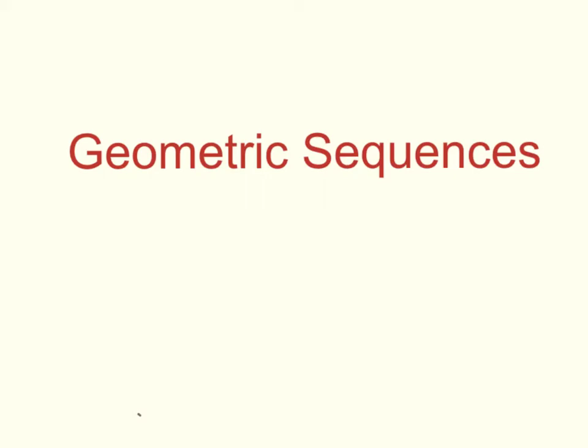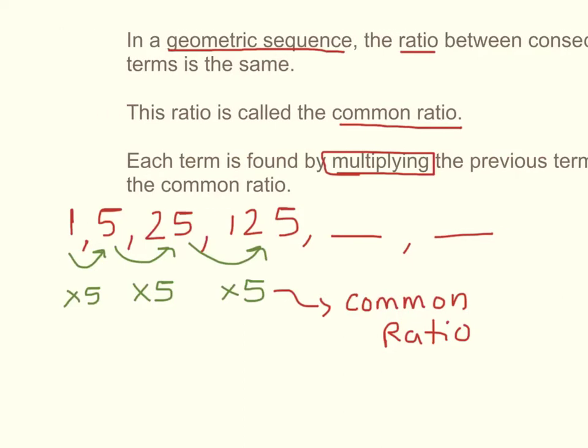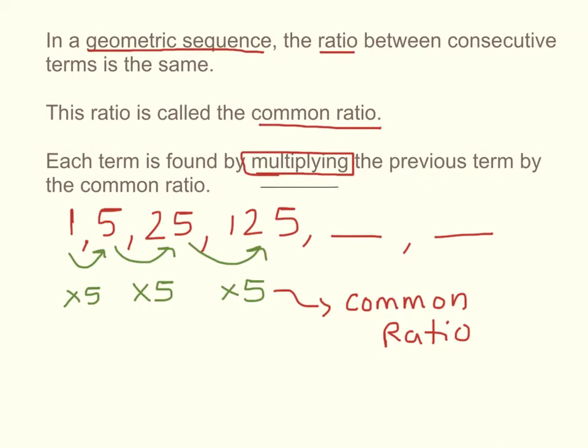A geometric sequence is similar to an arithmetic sequence in that you have terms that are listed in consecutive order in a sequence. However, in a geometric sequence, the ratio between consecutive terms is called the common ratio. And it's common because the number that is being multiplied is going to be the same. In an arithmetic sequence, we added the common difference. In a geometric sequence, we are going to multiply the common ratio.